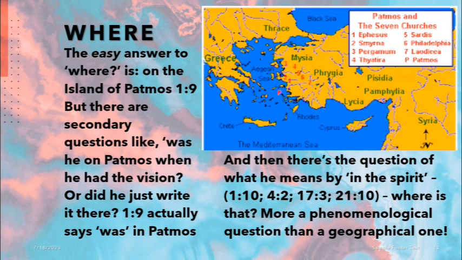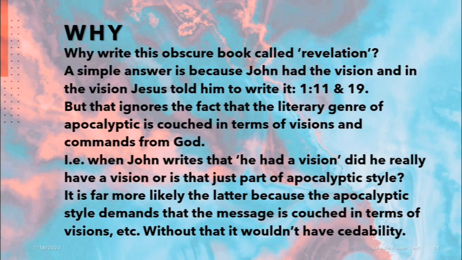The last W is why. Why write this obscure book called Revelation? Well, a simple answer, again, is because John had the vision, and in the vision, Jesus told him to write it. That's mentioned in verses 11 and 19 in the first chapter. But that simple answer ignores the fact that the literary genre of apocalyptic is couched in terms of visions and commands from God. That is, when John writes that he had a vision, did he really have a vision, or is that just part of apocalyptic style? It is far more likely the latter, because the apocalyptic style demands that the message is couched in terms of visions, etc. And without stating that it was a vision, it wouldn't have credibility.